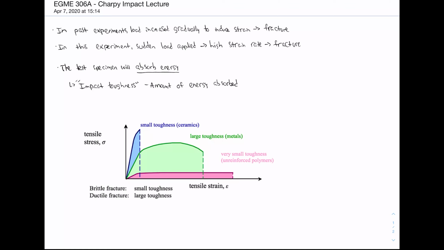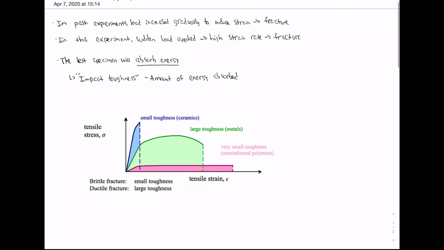Okay, so what I've written out here is that, as we talked about before, our test specimen is going to absorb energy, and then it's going to fracture. And basically, this energy that is absorbed is called the impact toughness. So if we were going to plot our stress strain graph, the impact toughness is going to be the area under the curve for this graph that we would plot. We're not going to do this in this experiment, but it is something that's good to know.